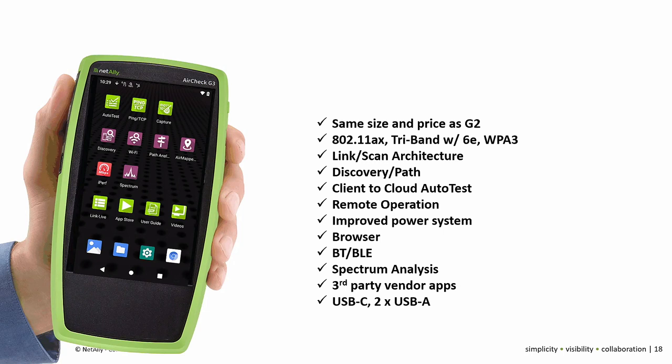The screen's a little bigger, a little easier to manipulate, things like that. Of course, it has AX, 6E, tri-band, WPA3, all that. We're taking the LinkScan architecture. I'll talk about and demo that in a bit. Basically, if you have two radios, one is linked and one is scanning, there's a lot of things you can do and discover and tell the person about their network. And so we were also able to bring discovery and path analysis, this massive discovery library that used to cost $30,000, or even 10K on EtherScope, down into this price category.